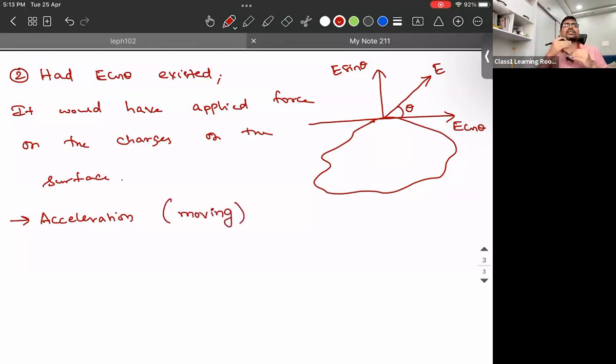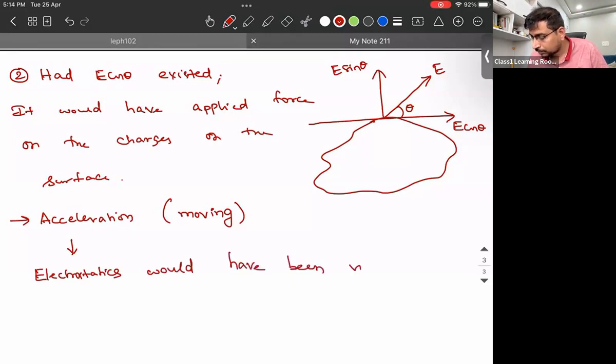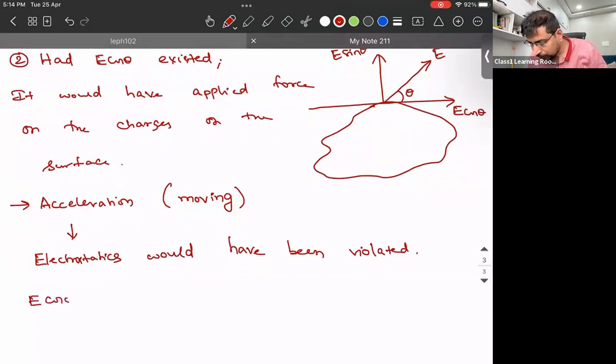So when they start moving, this leads to the destruction of electrostatics, because here we are discussing the electrostatics of a conductor. If the charges had started moving, it would have become electrodynamics, right? So if the charges started moving, then the concept of electrostatics would have been violated. As a result, what we can conclude is that E cos theta is a component that is supposed to be 0, which implies cos theta should be 0 and theta should be equal to pi by 2.